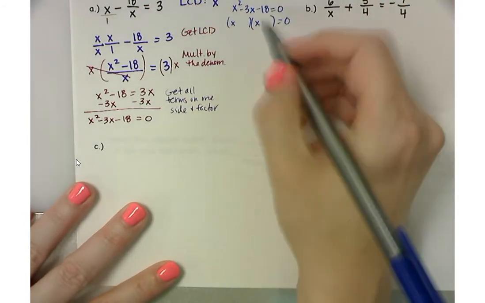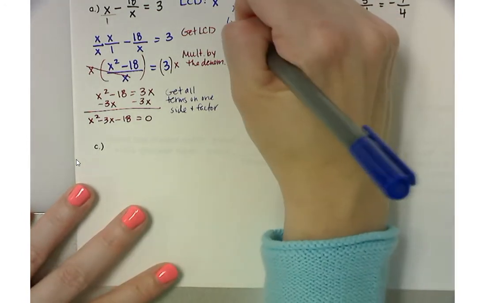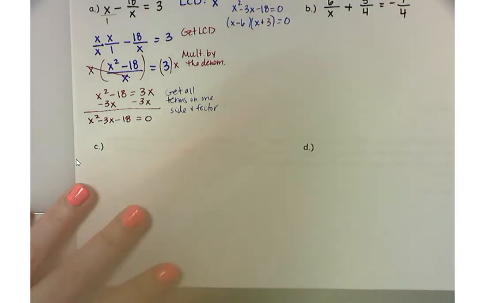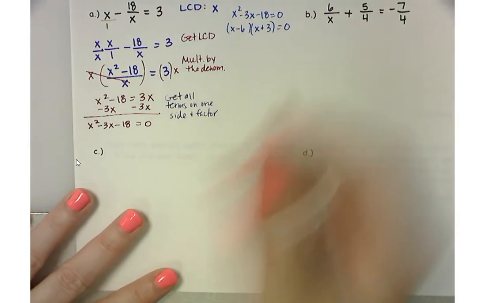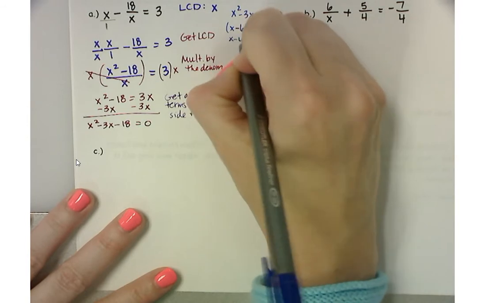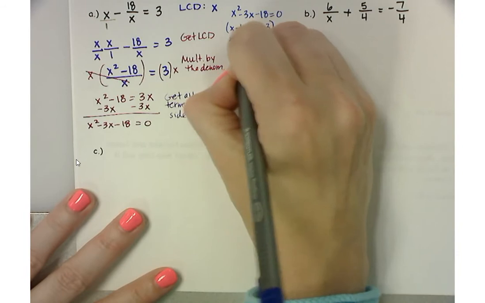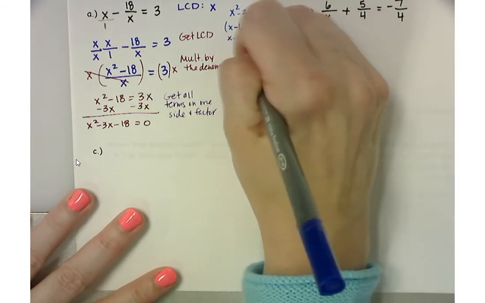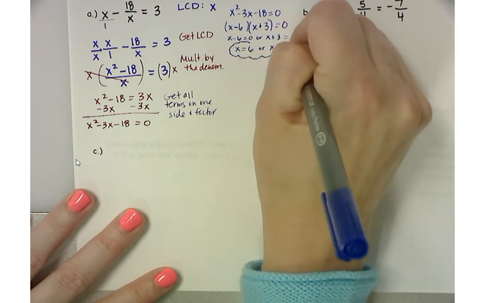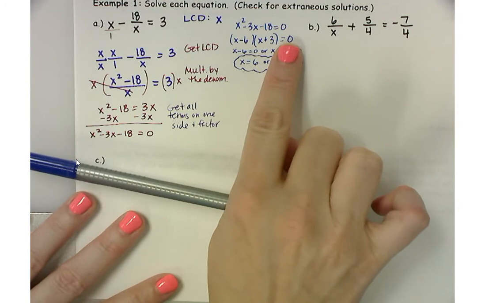And then we're going to set both of those equal to 0. So x minus 6 equals 0, or x plus 3 equals 0, which leaves us with x equals 6 or x equals negative 3. Do you guys know why we use or with these two whenever we have the zero product property? It can't be both at the same time. It's either one of these that makes this true. So we know that it's one of those that is our solution.